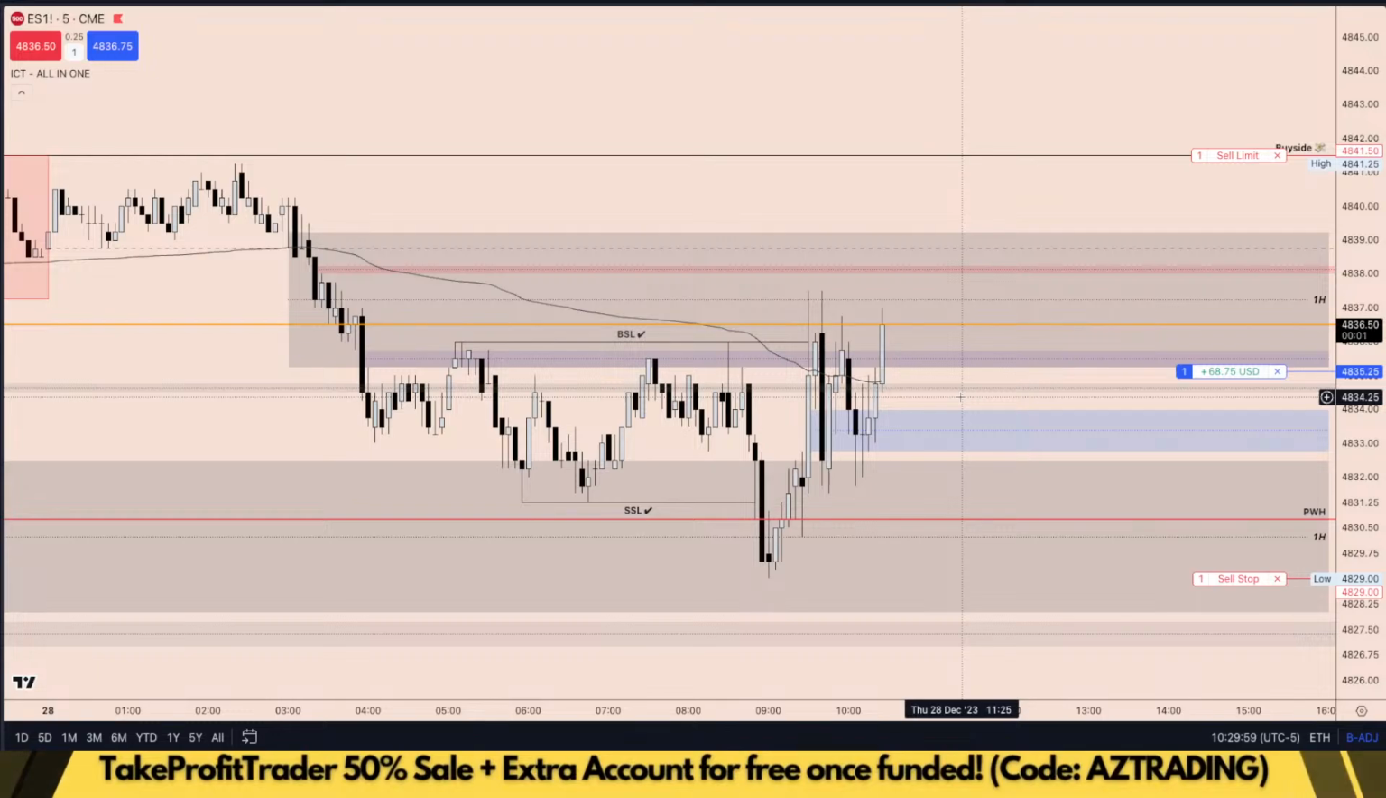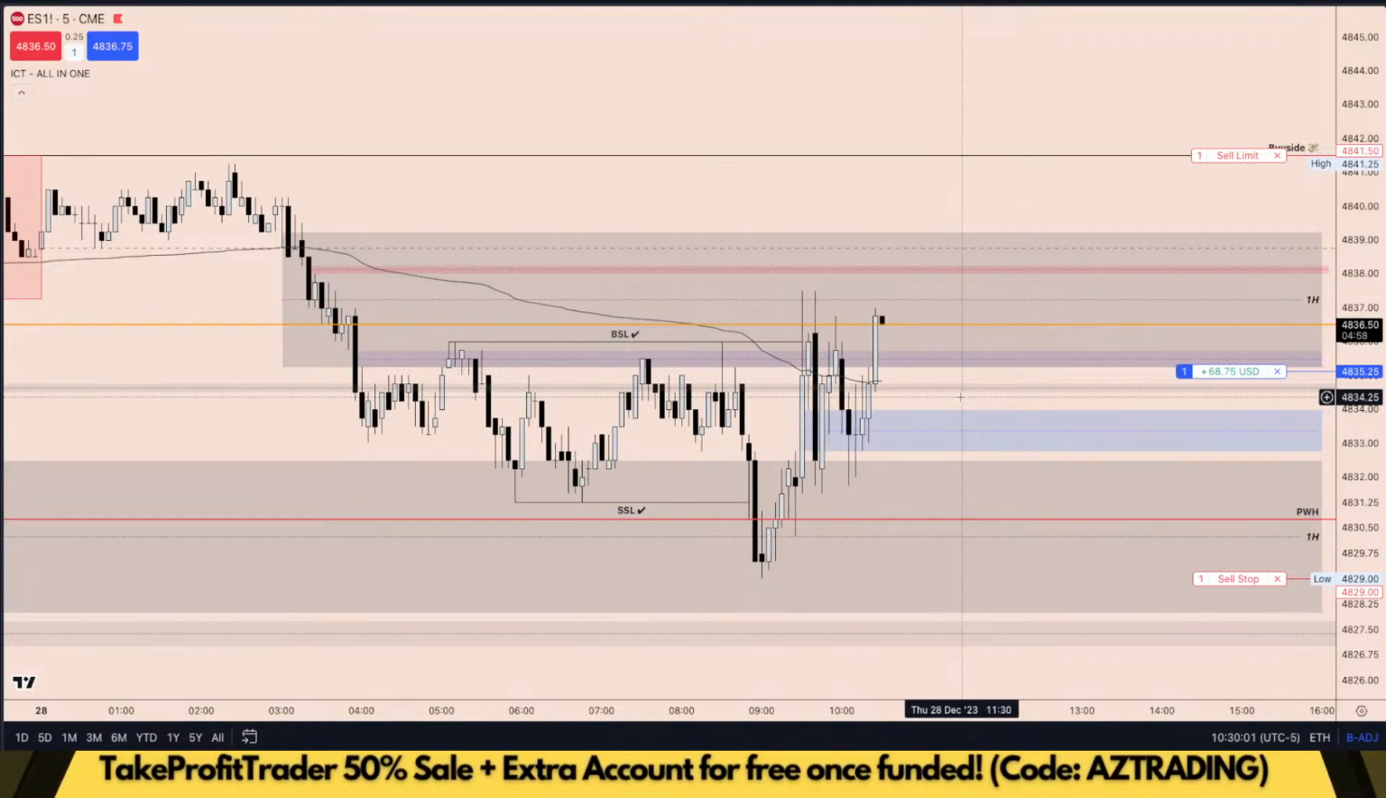Our trader's working out as well. Nice, nice, closing candle.